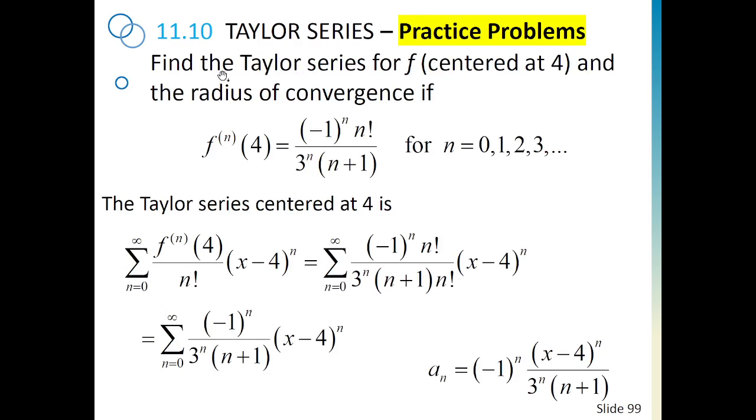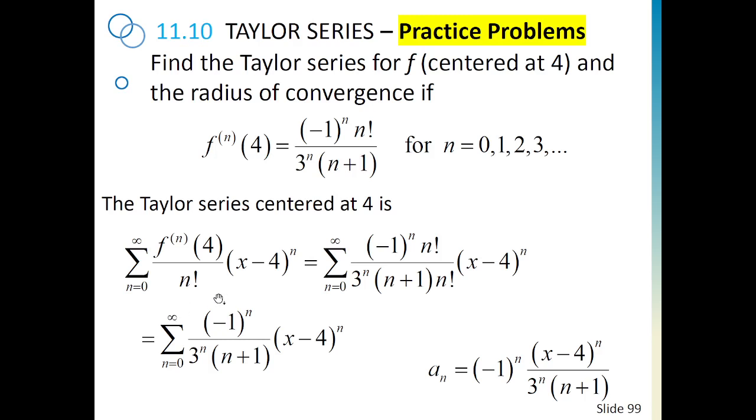This is a similar example where we need to find the Taylor series for a function f and we don't know what the function is, and the Taylor series needs to be centered at 4. That's important information. We need to find the radius of convergence and we are given the shape of the derivatives. Okay, at 4. Fine. So we use the formula for the Taylor series centered at 4. So that's why we have x minus 4. And all of our derivatives are evaluated at 4, because the series is centered at 4.